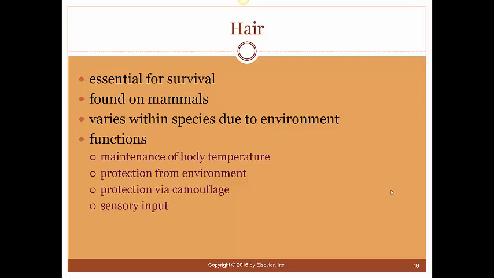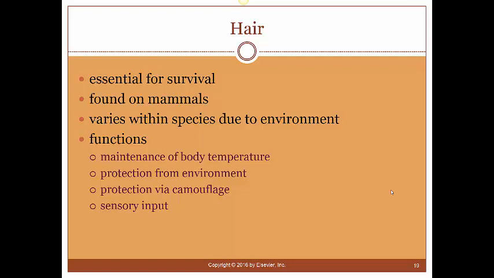So hair ends up in mammals being essential for survival for several different reasons. It helps to camouflage the body, helps to maintain an even body temperature, and provides protection from the outer environment from things like wet, the sun, and extreme dry conditions, and also differences in temperature from being extremely hot to being extremely cold. Hair is found on mammals. We don't find it on avian or reptiles, so it's just on mammals.